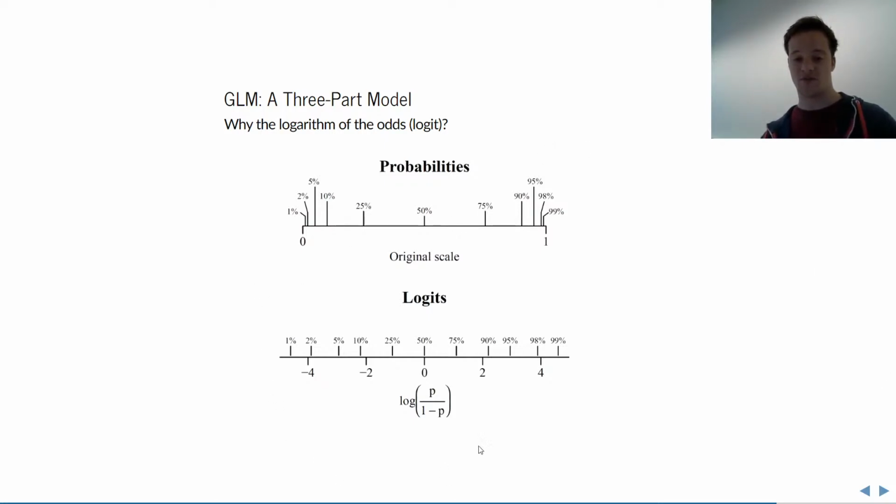So by doing this transformation, we get numbers that can be negative, -4, or positive, +4, and as we get to 99.999, it's still just a number. It's still just 6 or 7.